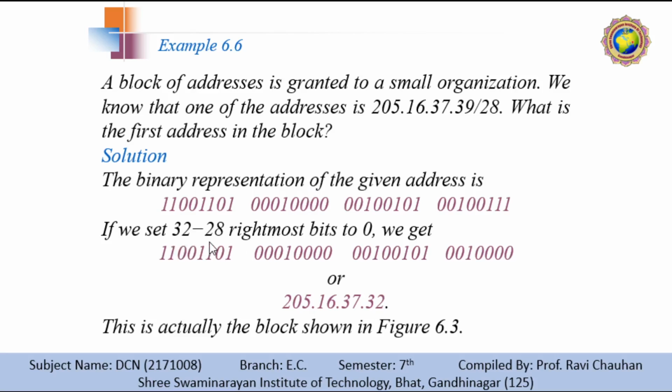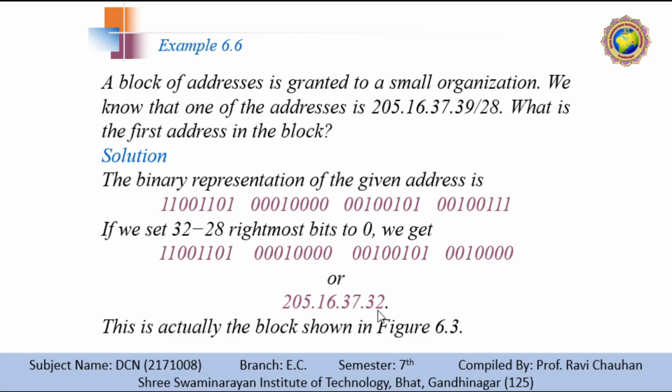If we set 32 minus 28, because the n value is 28 over here, the rightmost bits to 0, we get this. 32 minus 28 will be 4, which means the last 4 digits will be 0. So over here put 4 zeros. Fine. In decimal notation it will be 205.16.37.32.